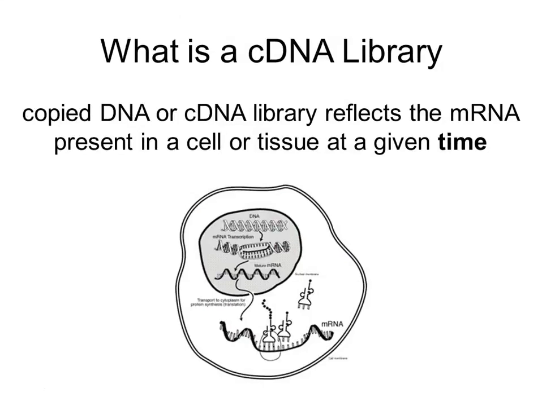So a cDNA library then is a representation of all the mRNA that is present inside a given cell or tissue at a given time. It is a copy of the mRNA back to double-stranded DNA, and we use those libraries in a number of different applications, either to isolate proteins of interest or to work out how much a particular gene is being expressed inside a cell.